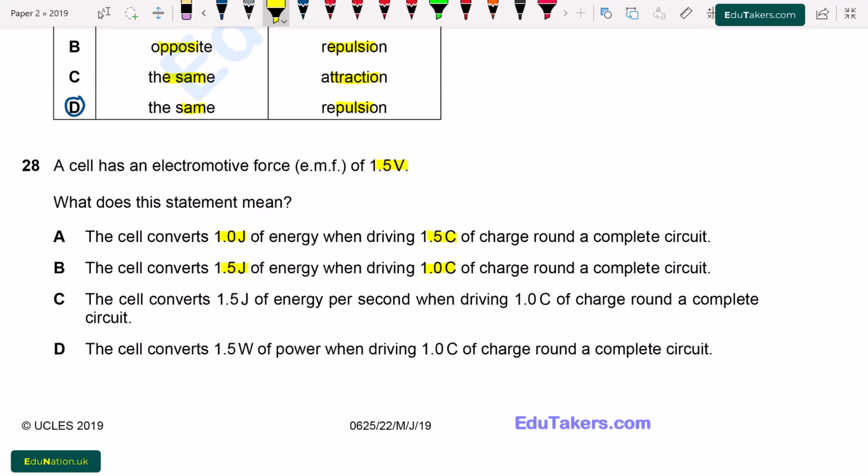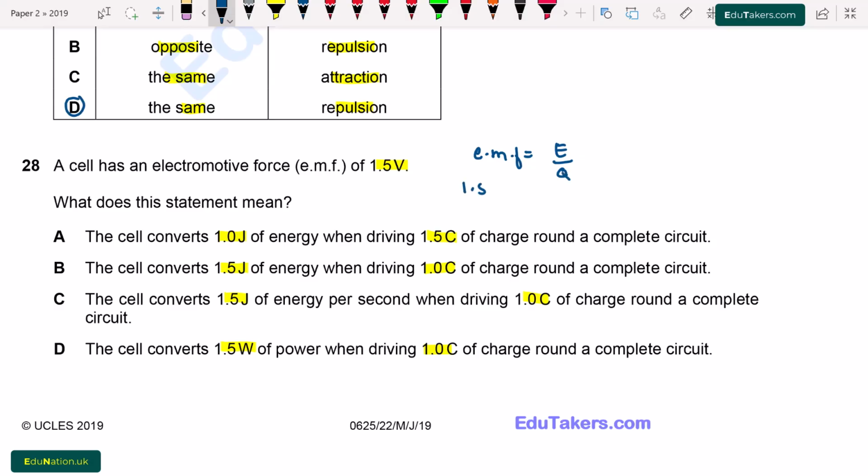The cell converts 1.5 joule of energy per second when driving 1.0 coulomb of charge around a complete circuit. D. The cell converts 1.5 watt of power when driving 1.0 coulomb of charge around a complete circuit. So first of all, the formula of EMF is equal to energy over charge.